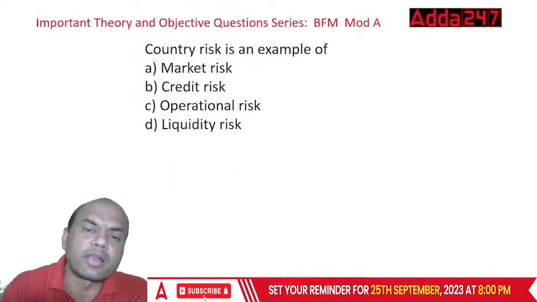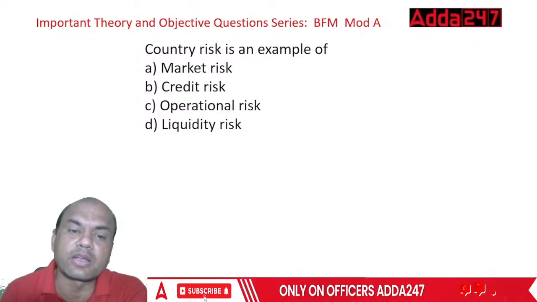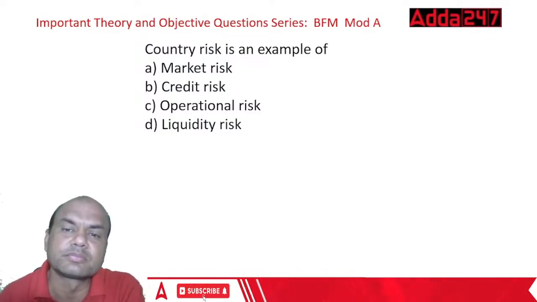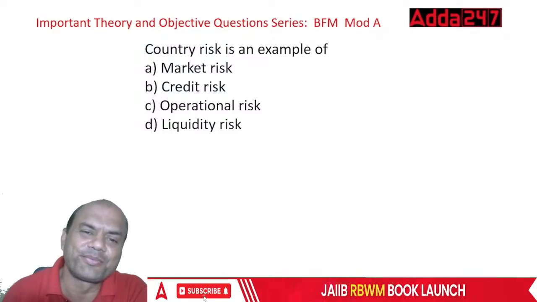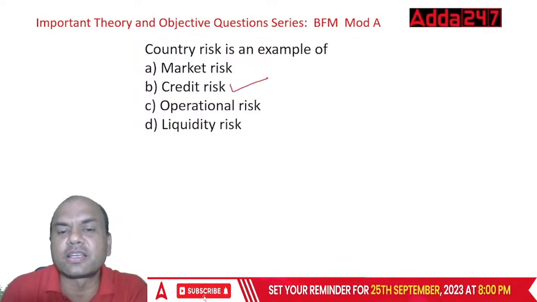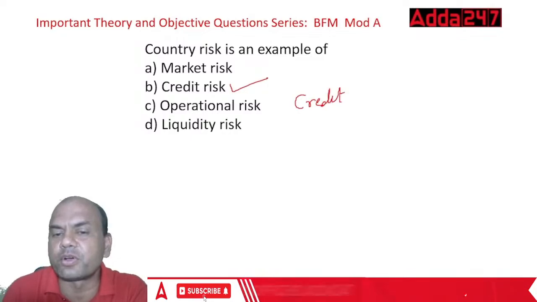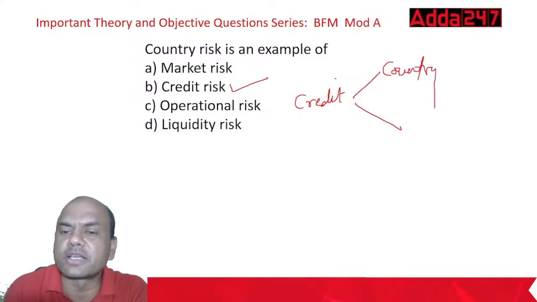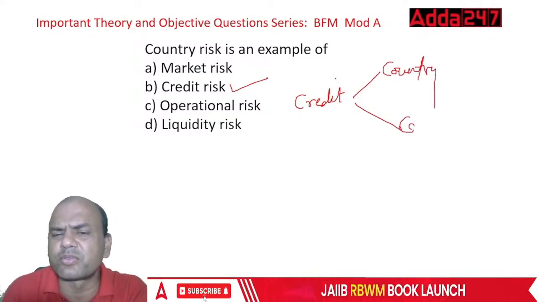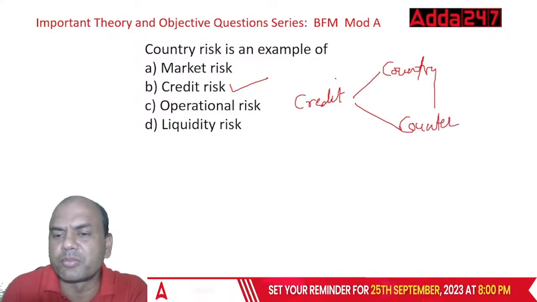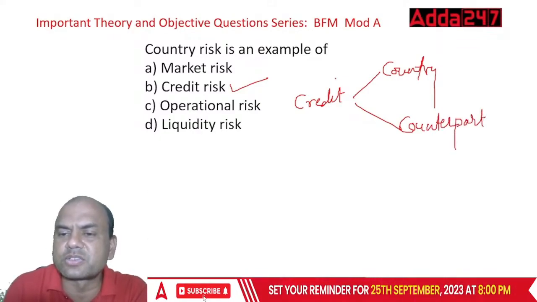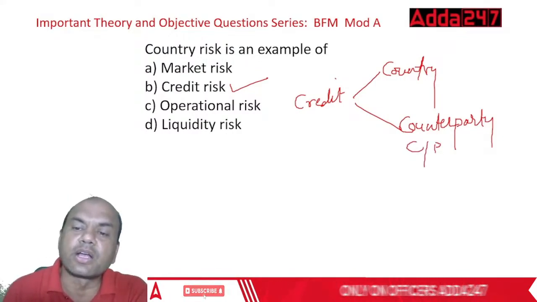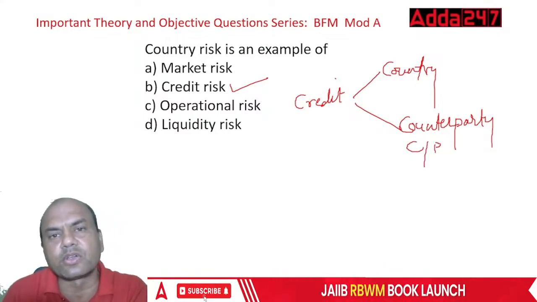Country risk is an example of market, credit, operations, and liquidity risk. So country risk is an example of what? It is a part of credit risk. See here, credit risk always is of two types. Always remember this, two types. One is country and second is counterparty. I'll write it in full, because many students might not understand this. Short form of this is CP. So country risk and counterparty risk. Credit risk always has two parts.